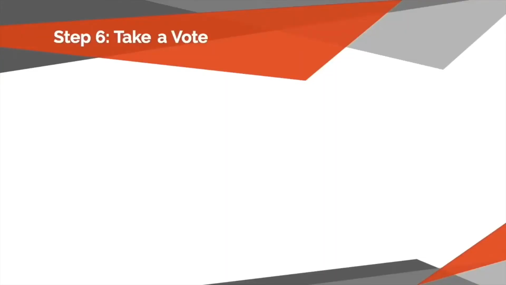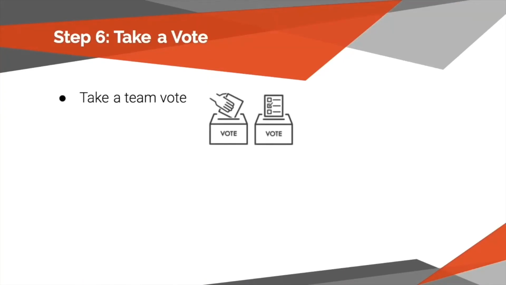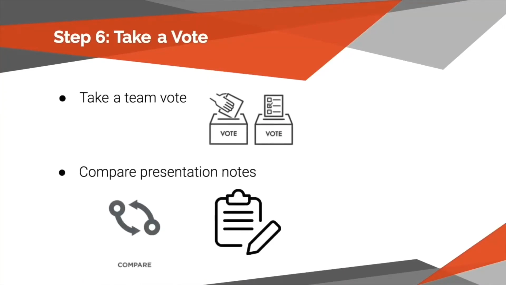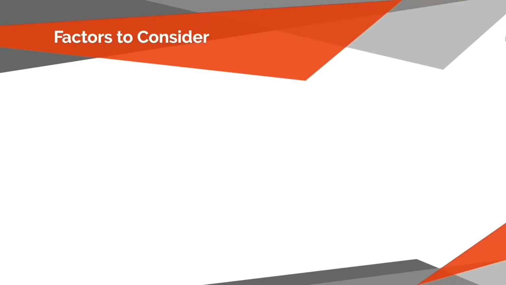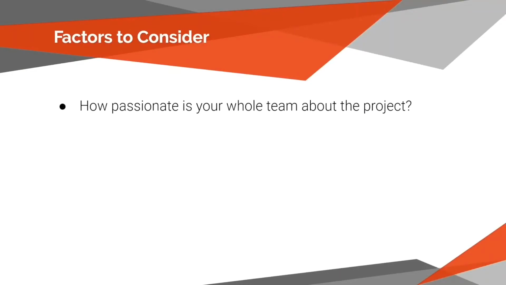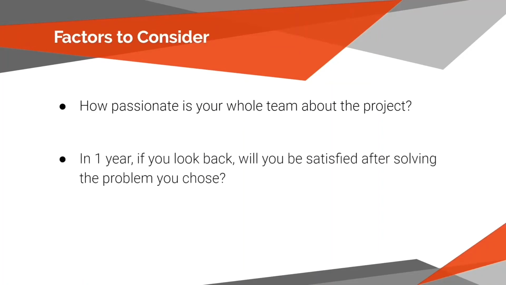Step 6 is to take a vote. After all this, take a team vote. Compare your notes from the presentations and vote for the problem that you think, at the end of the day, is the most important. If your team has a better method of deciding ideas, then go with that. When voting, ask yourself a few questions. How passionate is your whole team about the project? And in 1 year, if you look back, will you be satisfied after solving the problem you chose?